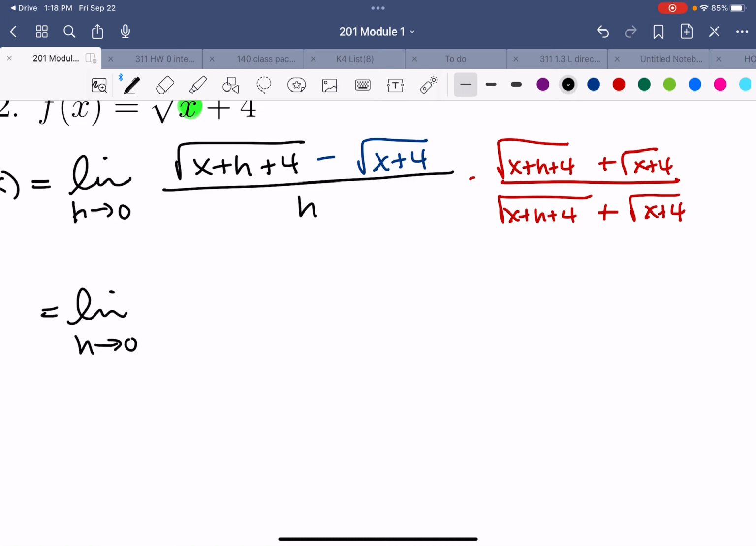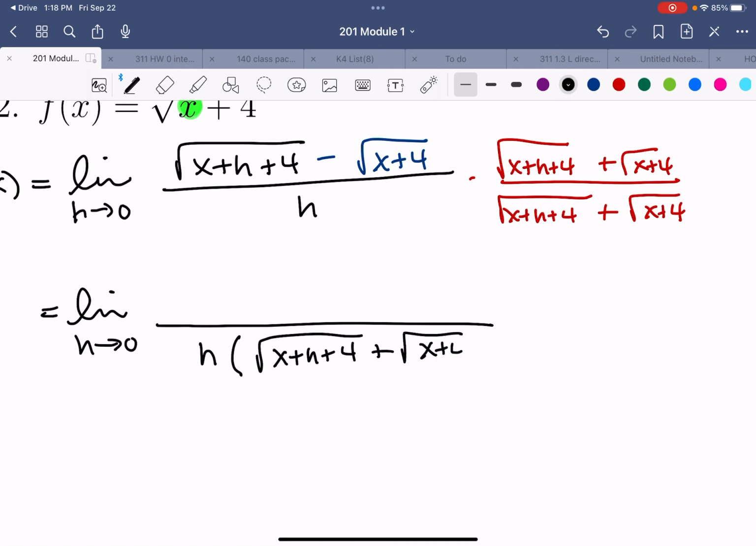All right, got my notation set up. Now, on the bottom, I'm going to leave this factored as h times all of this stuff. In the numerator, I'm going to go ahead and expand this. So I'm taking this one times this one. When I do that, the square roots will cancel and I get x plus h plus 4.